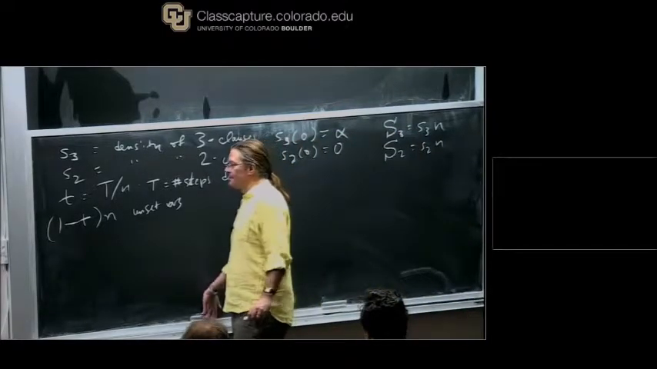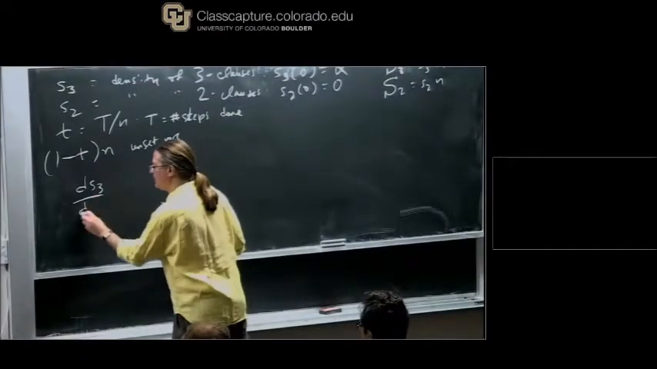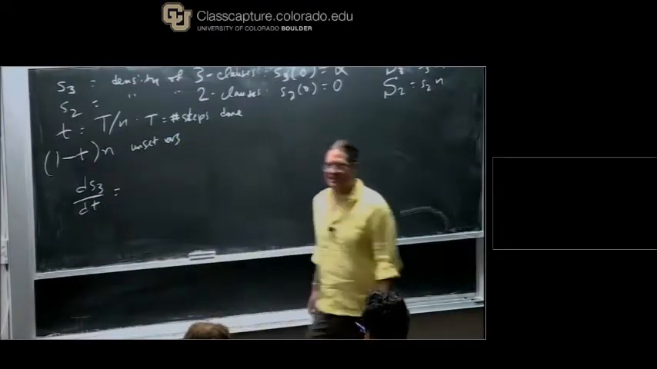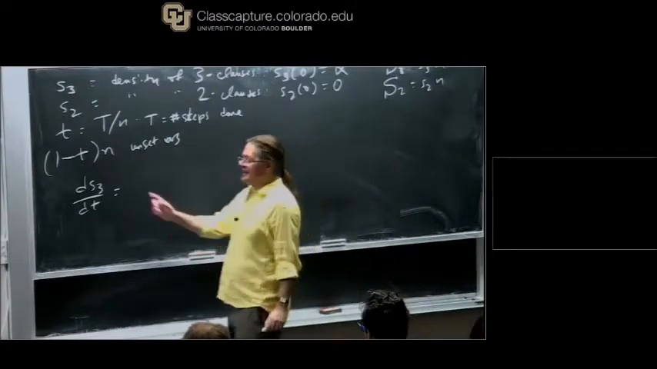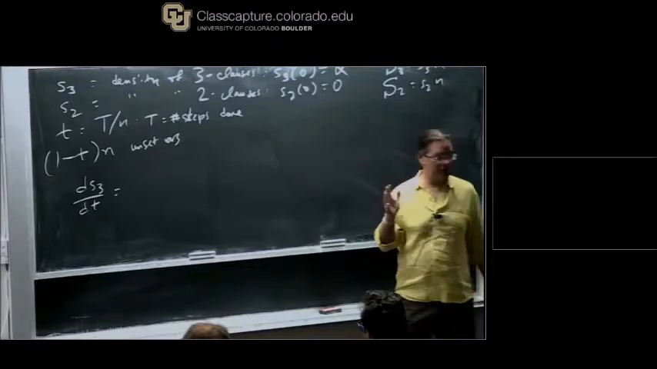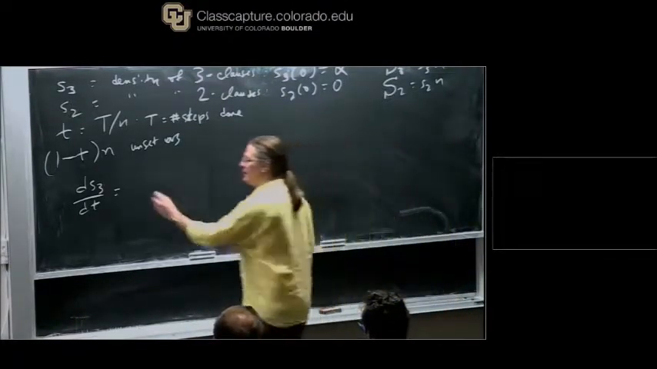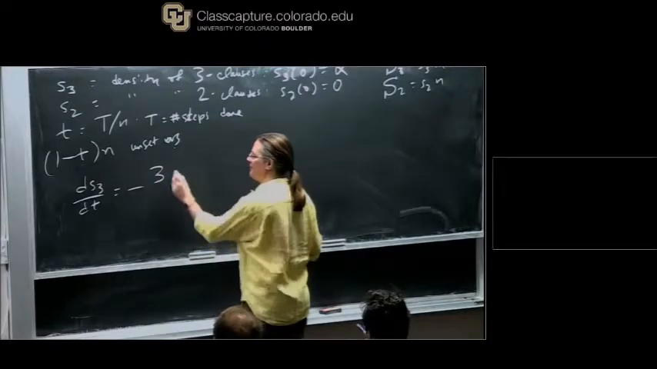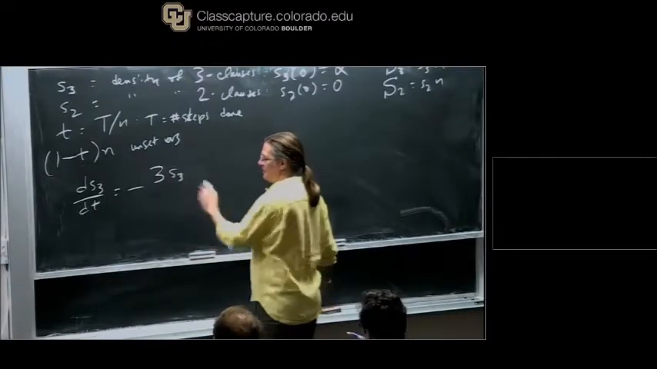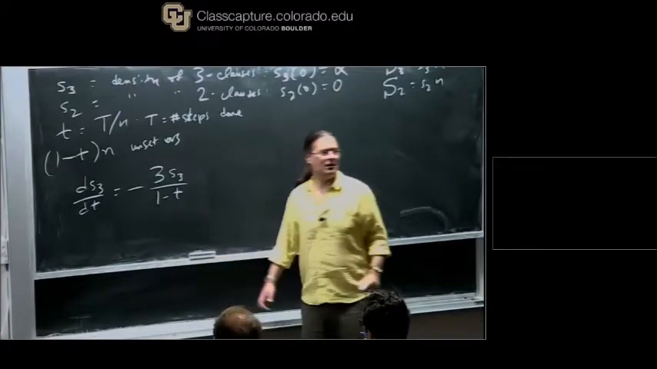The first is that ds3 dt, well, let's see. If I set any variable in a 3-variable clause, it ceases to be a 3-variable clause. And there are 3 chances of that for each 3-variable clause, but I'm choosing from among this fraction of unset variables.